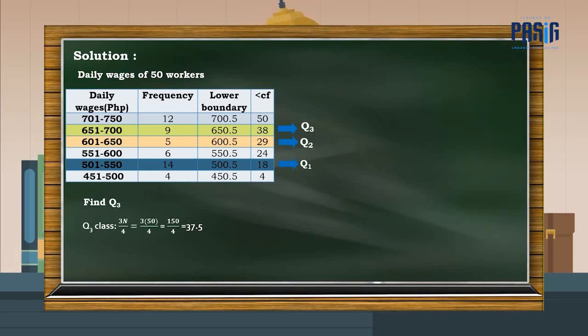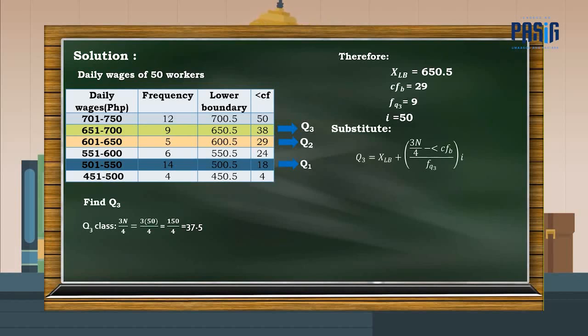Since the 30th to 38th scores belong to the class interval 651 to 700, then the 37.5th score is also within the said class interval. Then we have the following values. The lower boundary of Q sub 3 class is 650.5. The cumulative frequency before Q sub 3 is equal to 29. The frequency of the Q sub 3 is equal to 9, and the class interval is equal to 50.